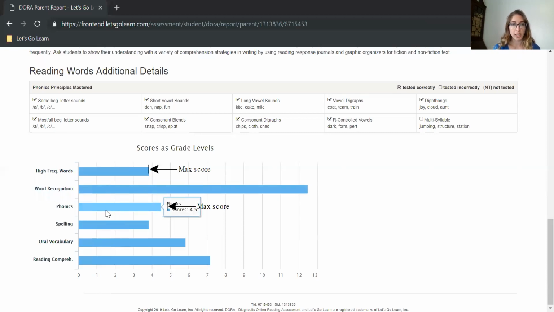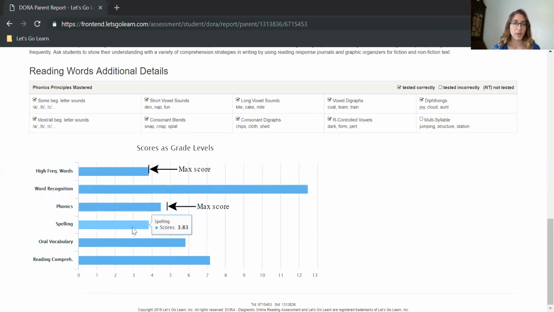Next, we have phonics. So this student received a score of a 4.5. Like we saw, they are missing multisyllable words. The max score here is a 4.83. So it's just one skill that this student is missing. Because they were in 5th grade at the time of this assessment, that is considered within grade level.